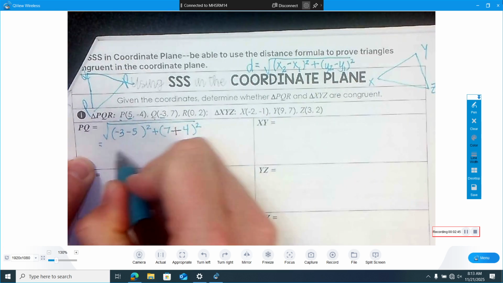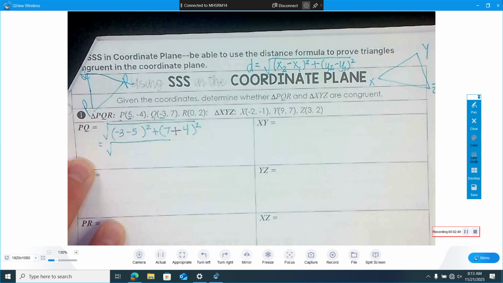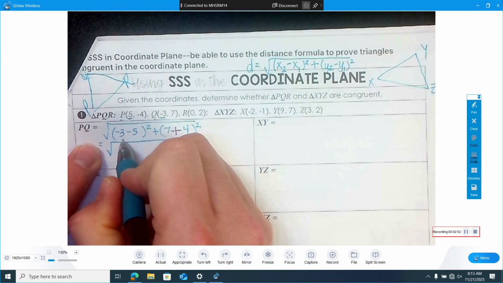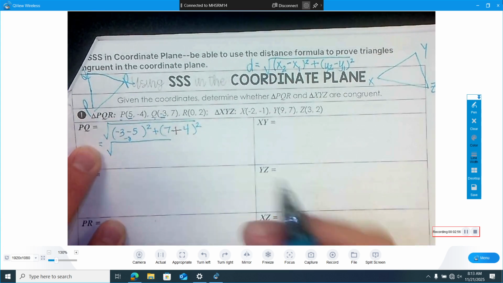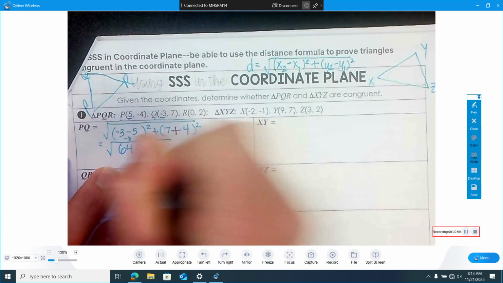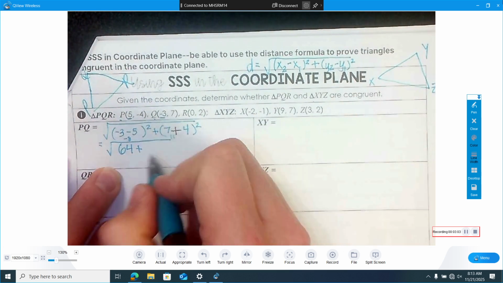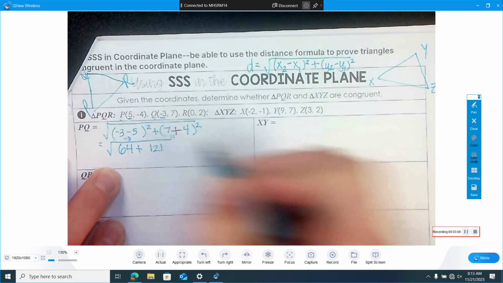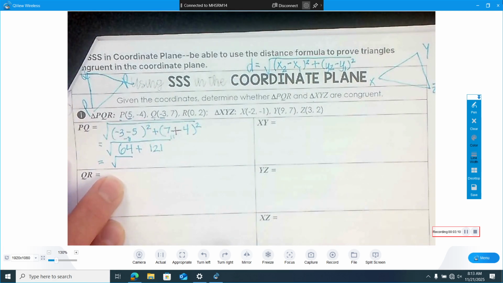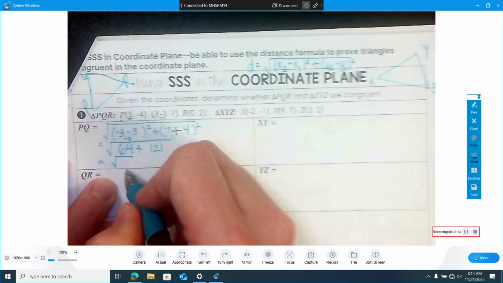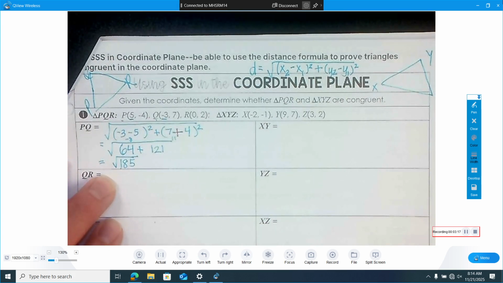All right, and so we get under the big giant square root. What is -3 minus 5? -8. It is -8. And then if I have to square that, that's -8 times -8, which is positive 64. And 7 plus 4 is 11, and 11 squared is 121. And if I add those numbers together, 64 and 121 is 185. 185, all under the radical, the square root of 185.